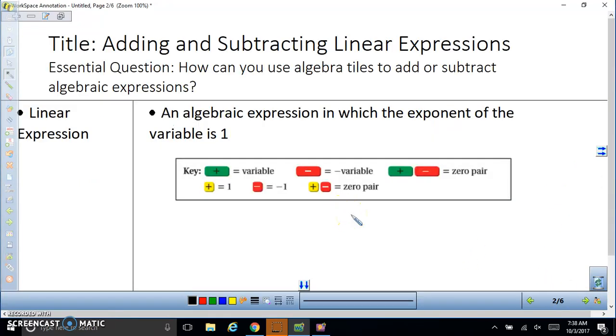Let's go ahead and start off by titling this Adding and Subtracting Linear Expressions, and our essential question is, how can I use algebra tiles to add and subtract algebraic expressions? We're going to focus on these tiles today to give you that concrete evidence on what happens.